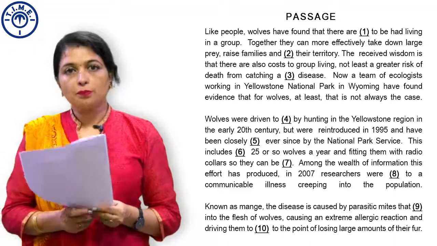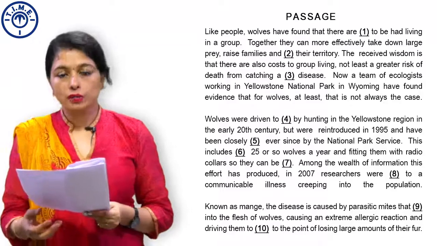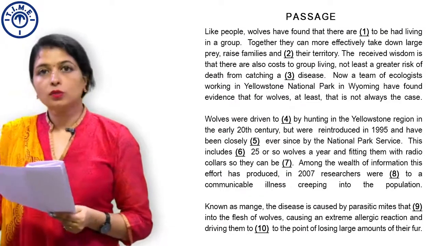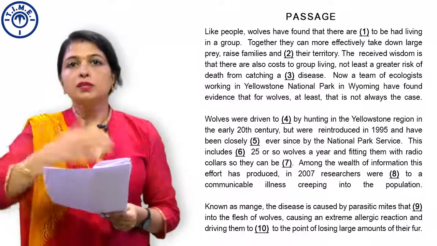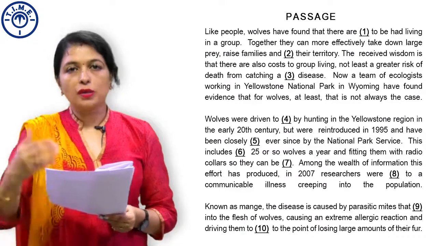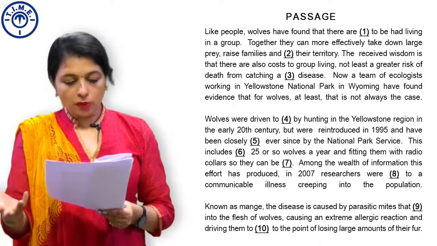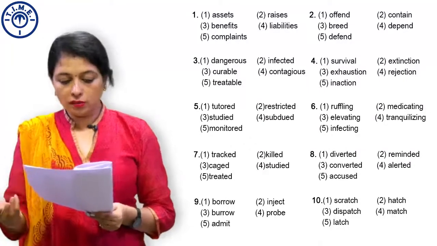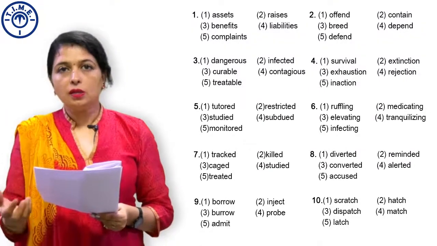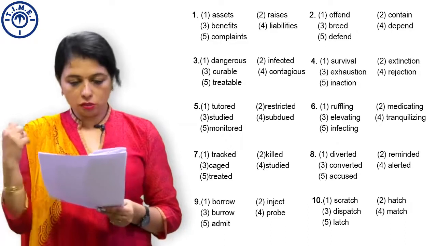The context says that there are also costs to group living. That means there are things which are not benefits or advantages all the time, and in this context only a contagious disease, that means a disease which spreads or causes infection from one member of the group to another, is probably what the author has mentioned. So, we cannot say dangerous, infected, curable or treatable. The best collocation over here is contagious disease.